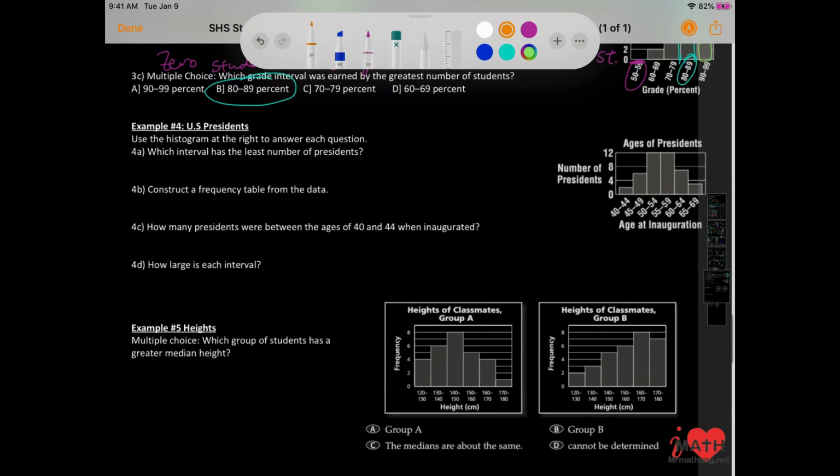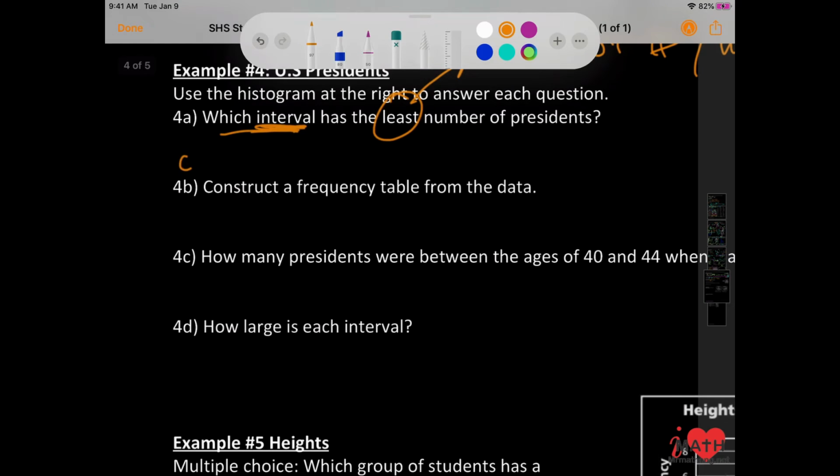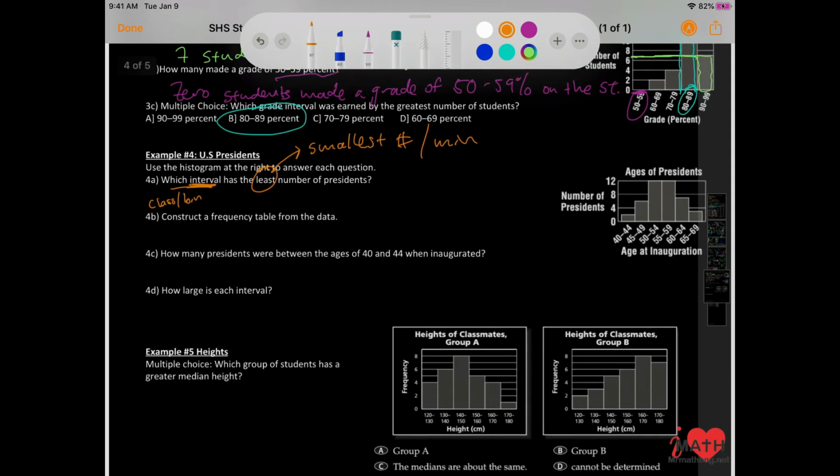Use the histogram at the right to answer each question. Which interval has the least number of presidents? So least, we are thinking of the smallest number or minimum amount. And it looks like, now pay attention. It says which interval. Interval is the class, let's write that, class or the bin. And the smallest number of presidents I see is right there. So that's that interval.